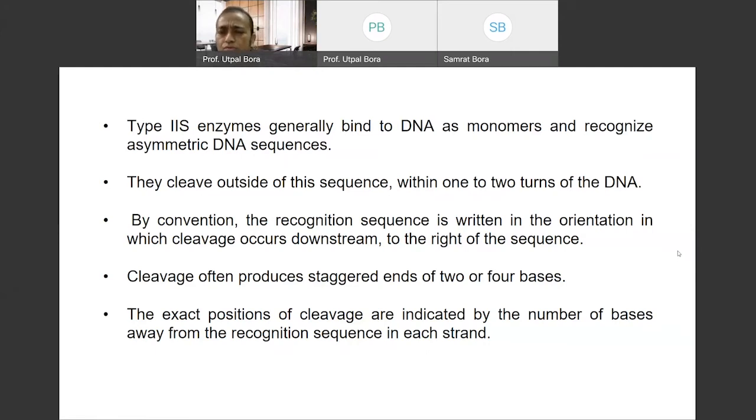So as I told you, the cleavage produces staggered ends of 2 or 4 bases. The exact positions of the cleavage are indicated by the number of bases away from the recognition sequence in each strand, both the coding strand and of course the template strand.